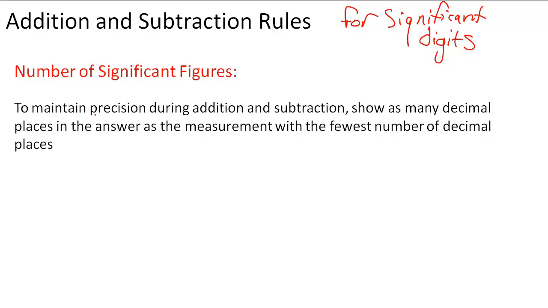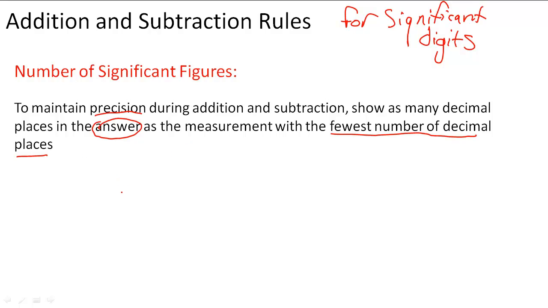to maintain precision during addition and subtraction, you must show as many decimal places in your final answer as the measurement with the fewest number of decimal places. This is because the one with the fewest number of decimal places says that your instruments were this precise. You can't show that you are more precise than your instruments allowed you to be.